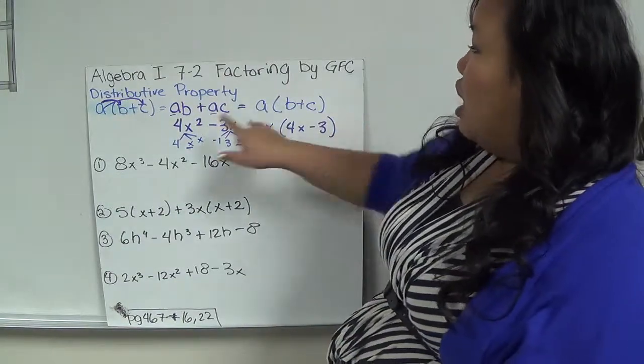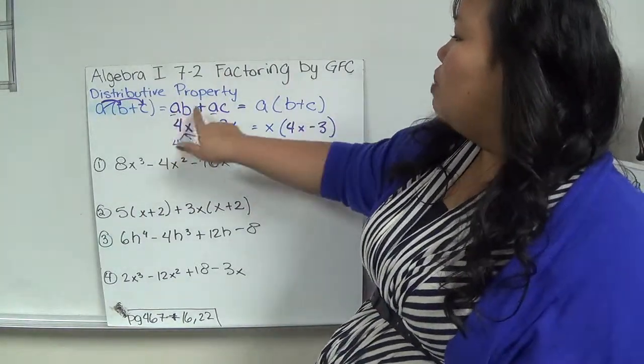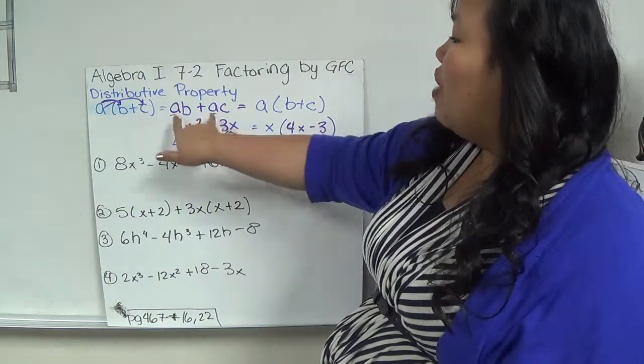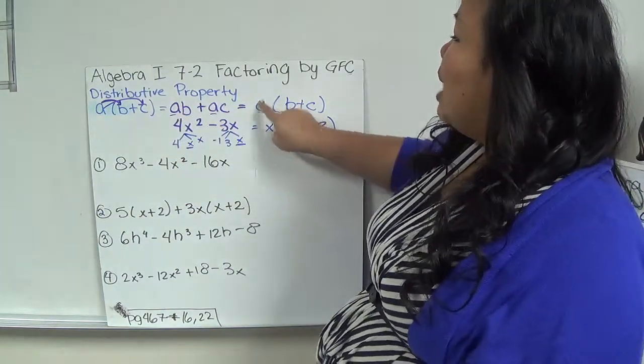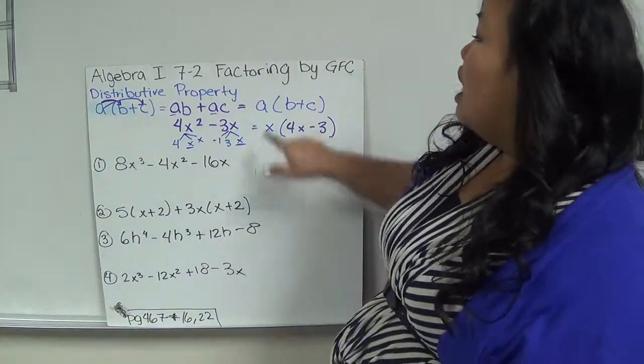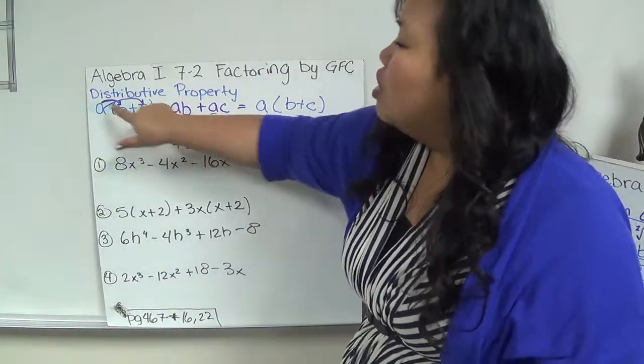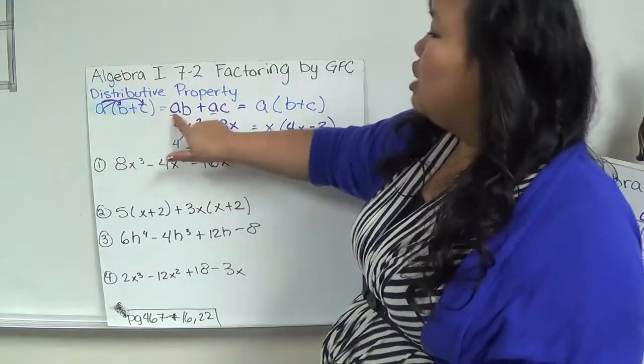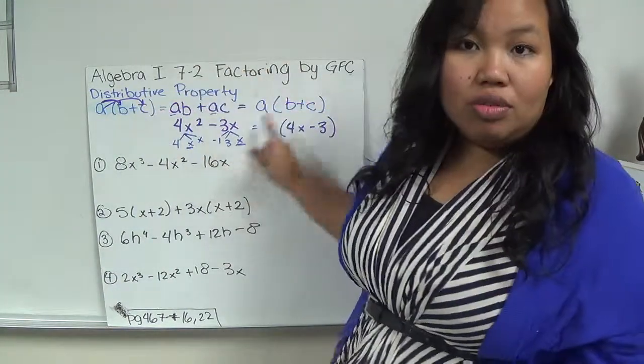For example, if I'm multiplying a times b plus a times c, they both have a in common. So I can actually take a out and put b and c in parentheses. Because if I move backwards, a times b, I still get ab. So it's just this cycle, right?